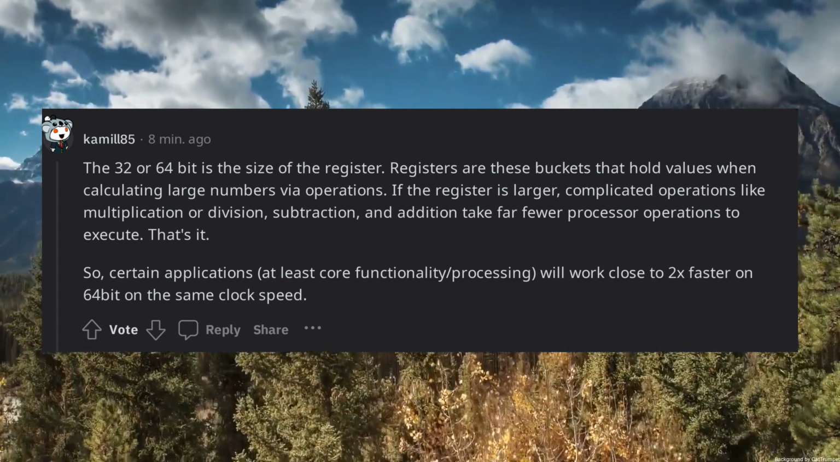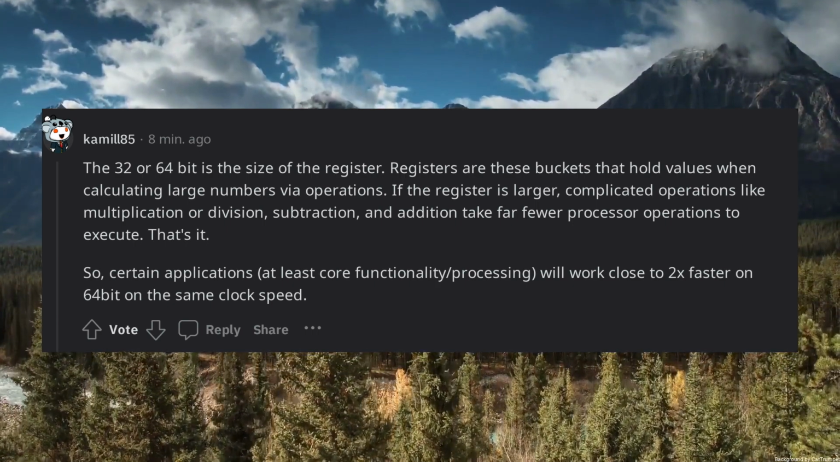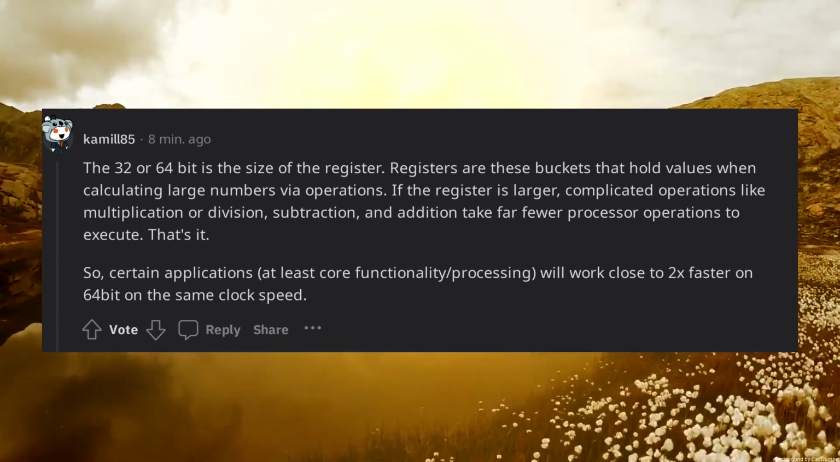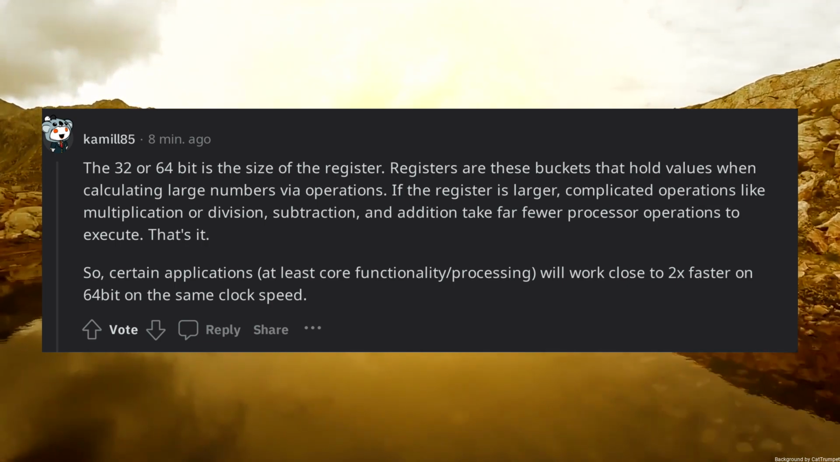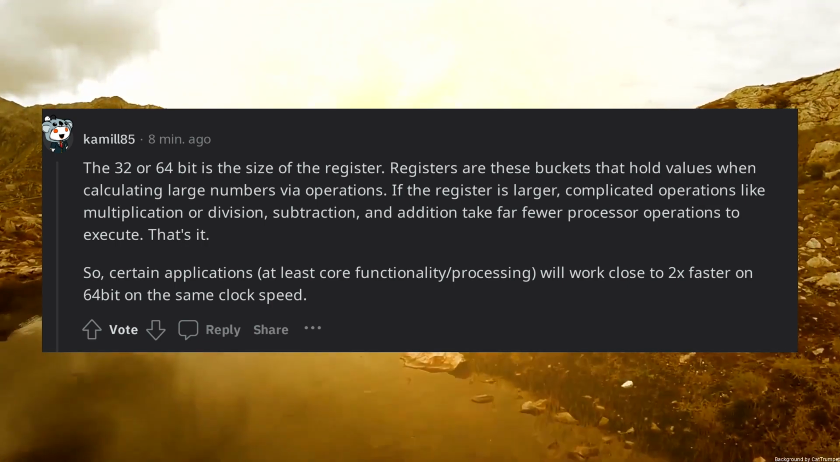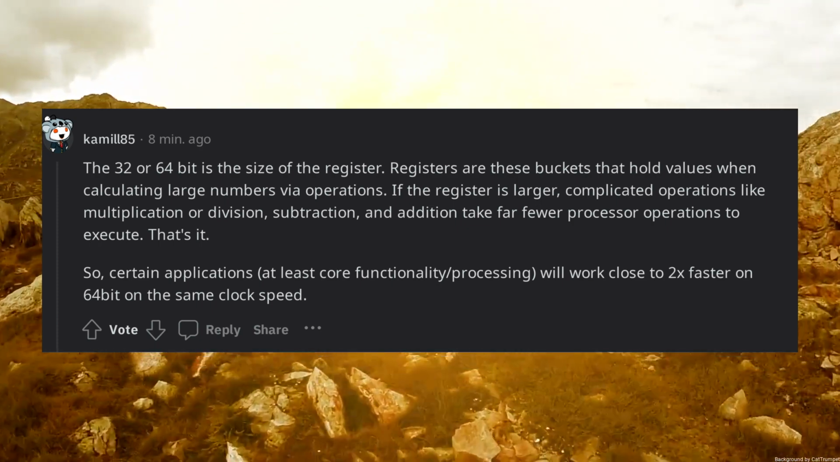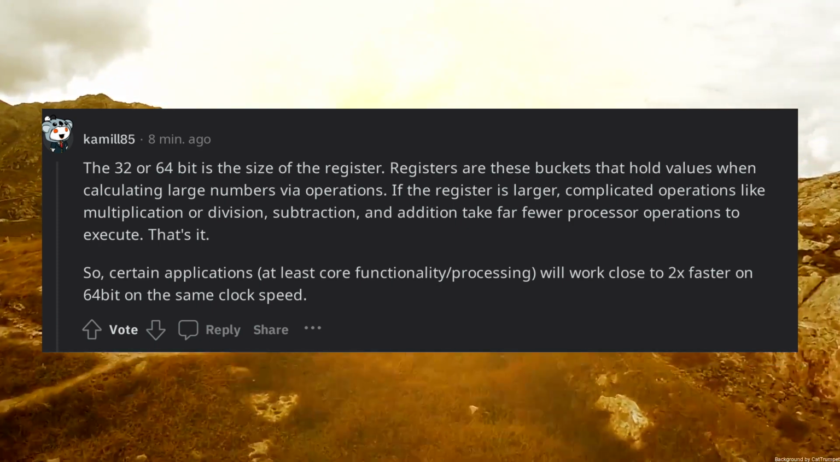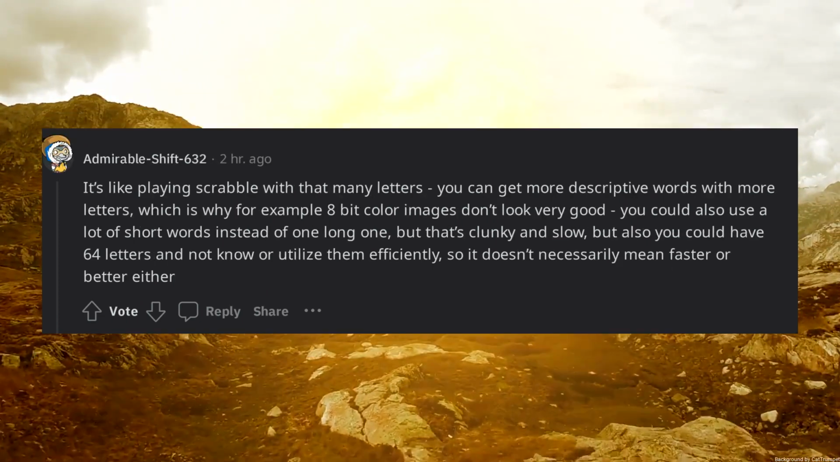Registers are these buckets that hold values when calculating large numbers via operations. If the register is larger, complicated operations like multiplication, division, subtraction, and addition take far fewer processor operations to execute. That's it. So certain applications, at least core functionality processing, will work close to 2x faster on 64-bit at the same clock speed. It's like playing Scrabble.